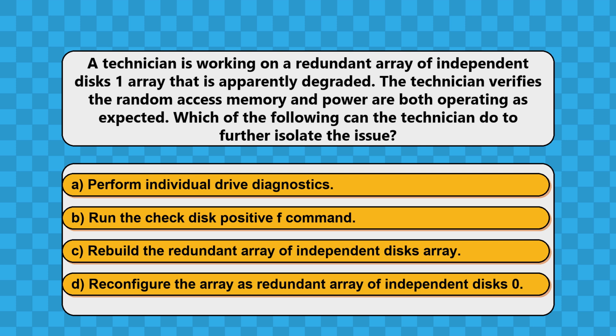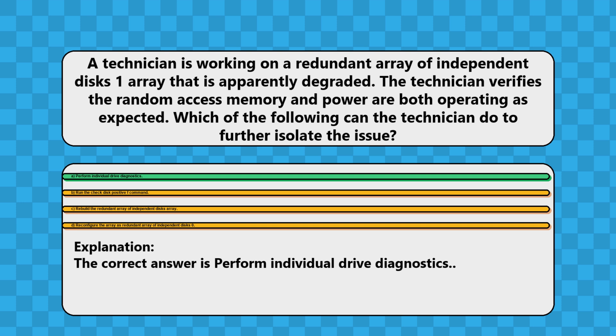Question 23. A technician is working on a redundant array of independent disks, RAID, array that is apparently degraded. The technician verifies the random access memory and power are both operating as expected. Which of the following can the technician do to further isolate the issue? Option A. Perform individual drive diagnostics. Option B. Run the chkdsk /F command. Option C. Rebuild the RAID array. Option D. Reconfigure the array as RAID 0. The correct answer is option A. Perform individual drive diagnostics.